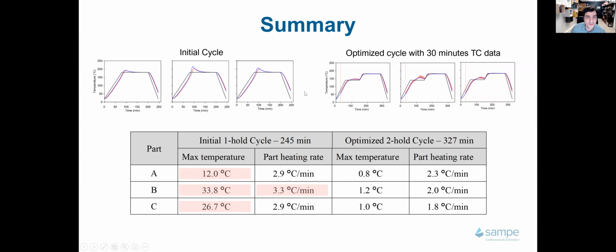Then this software converted that into a 2-hold cycle, 327 minutes. The cycle time was extended, but it is the fastest possible solution that can satisfy all process specifications in all 3 parts for all potential solutions, as you can see. And this entire simulation was done in less than 30 seconds. And as you go further and further into the cycle, it becomes even faster and faster.